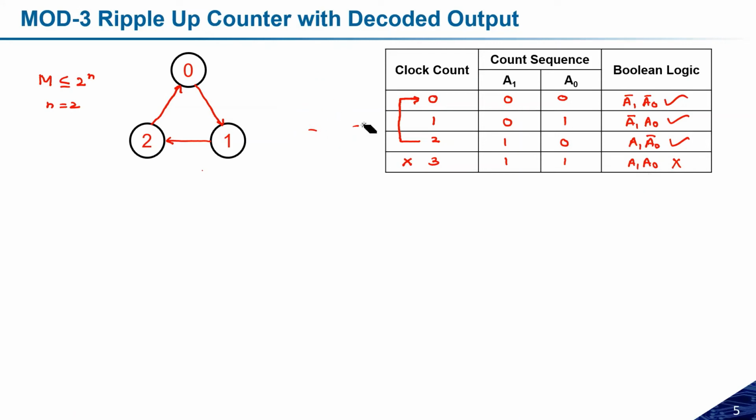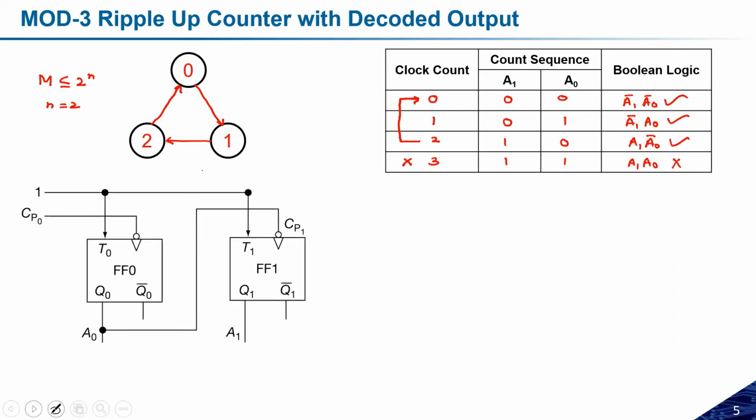Let us try to see how we can clear this. Because I already told you I need 2 flip-flops, here I have 2 flip-flops, and because I'm considering the asynchronous one, the output of the first flip-flop will be connected to the clock of the next one, and so on. The clock pulse is given to the first flip-flop, and the inputs T0 and T1 are connected to high.